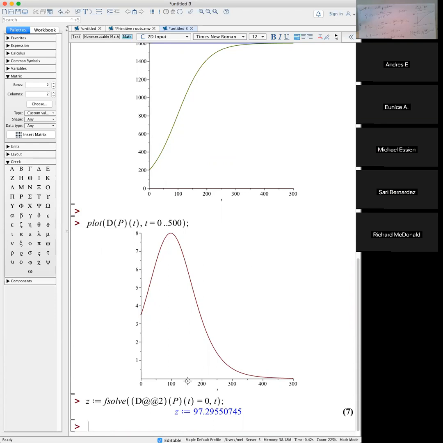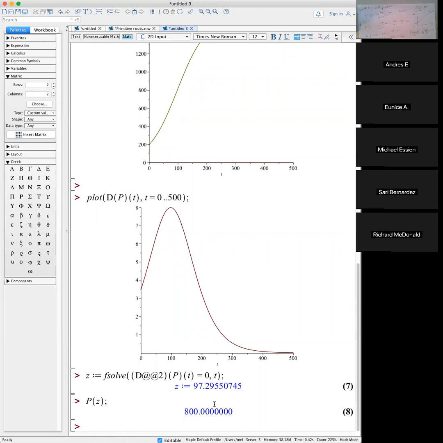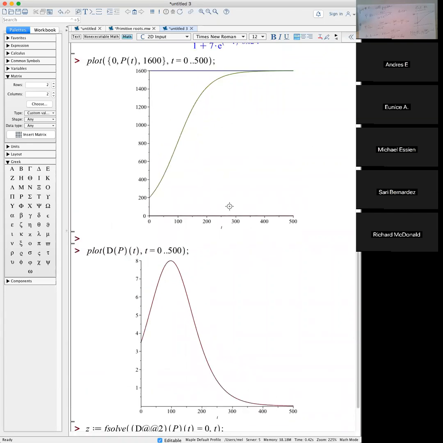And what is the population at that time? The population at that time is P of Z. 800. Wow. Very interesting. So at the time of greatest increase, the population is up to 800. It's exactly half of the maximum. That's kind of interesting.